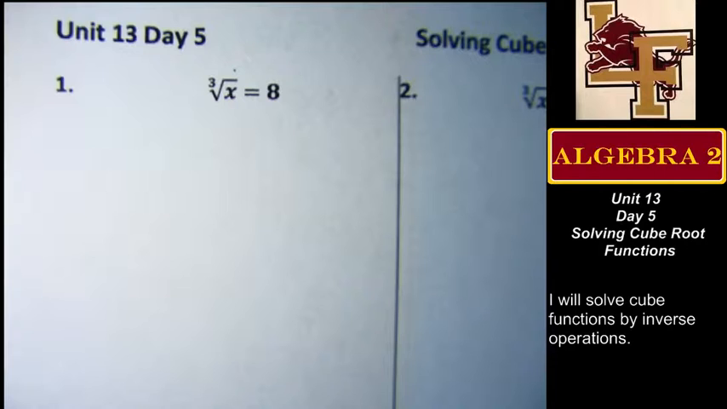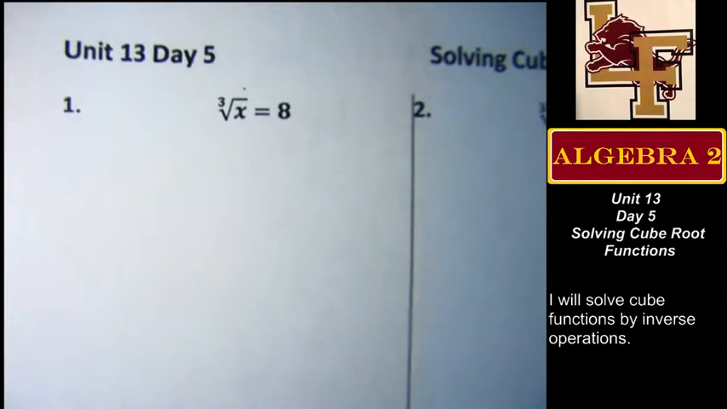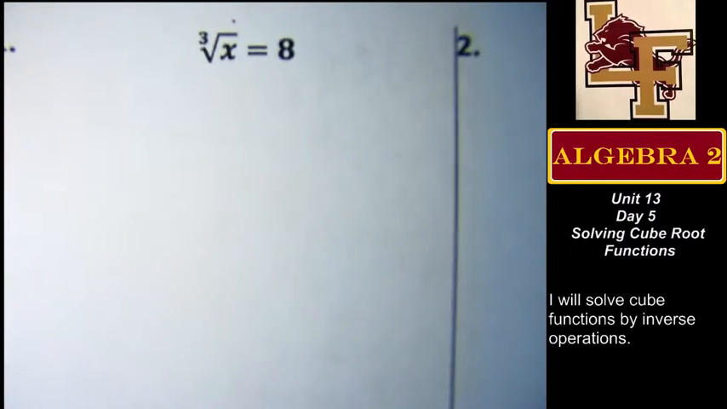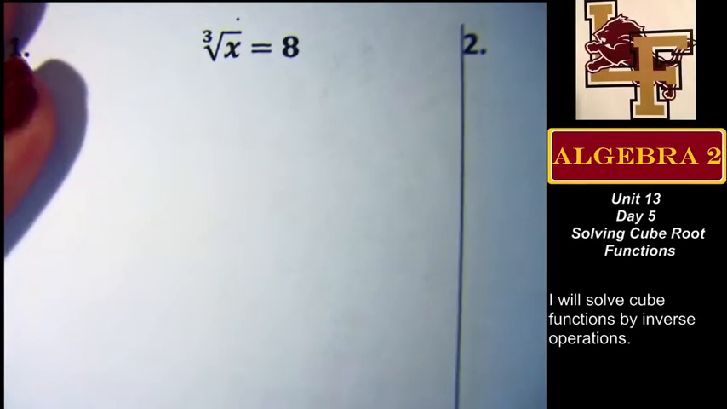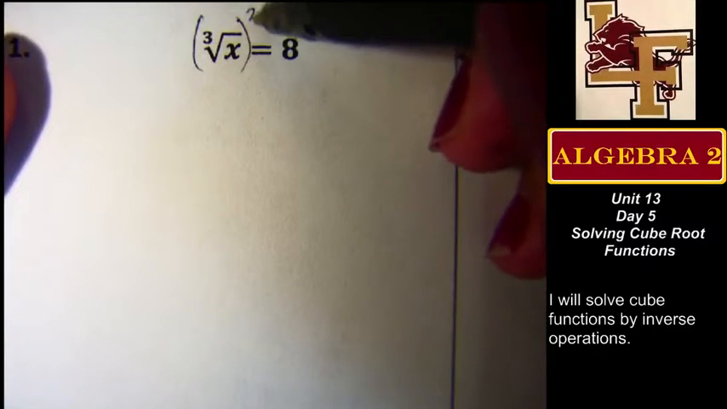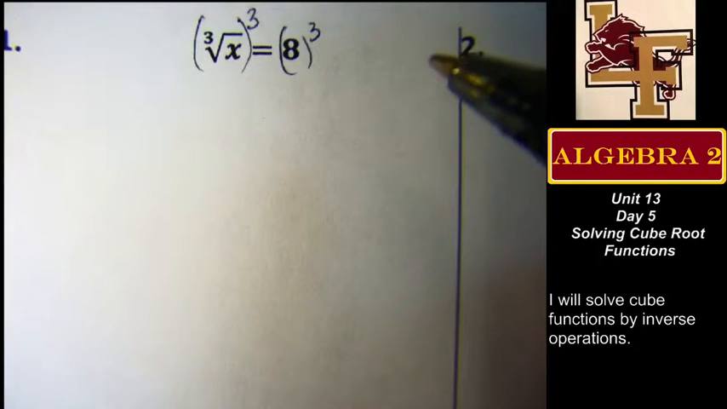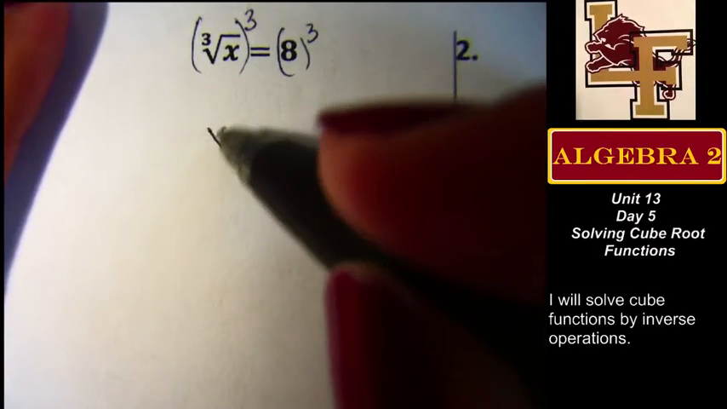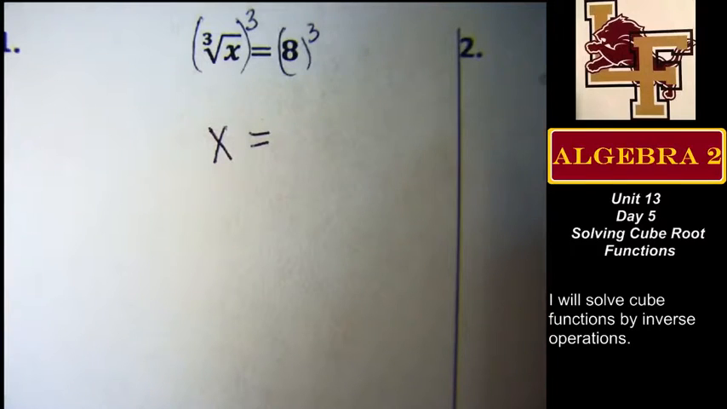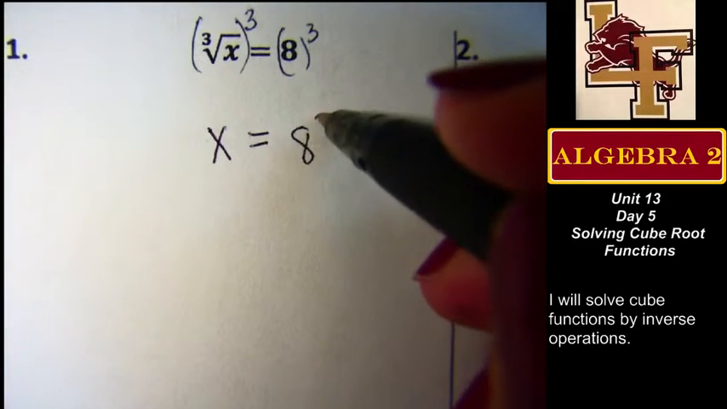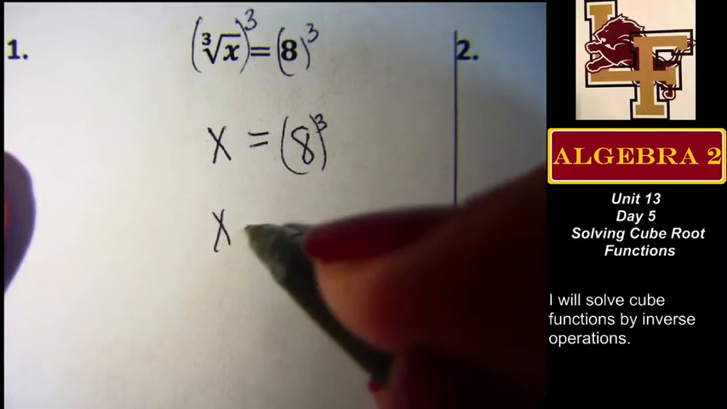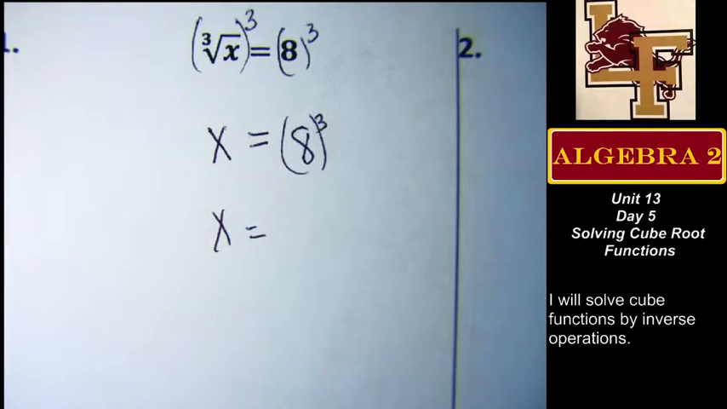Solve for x. But what's the index? Is it a 2 or is it something else? It's a cube. It's a 3. So I'm going to raise it to the 3 power. So a cube root next to a cube power, they get rid of themselves. I'm left with x. And then on this side, I have 8 raised to the third power. Please make sure you use some parentheses so the calculator doesn't get confused. And then x is whatever 8 times itself 3 times is.